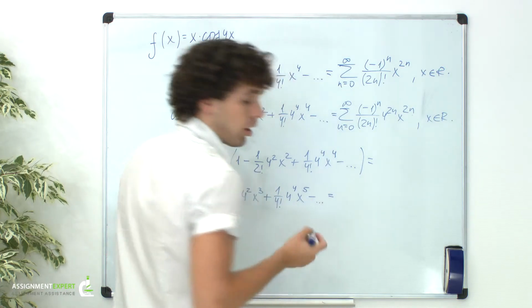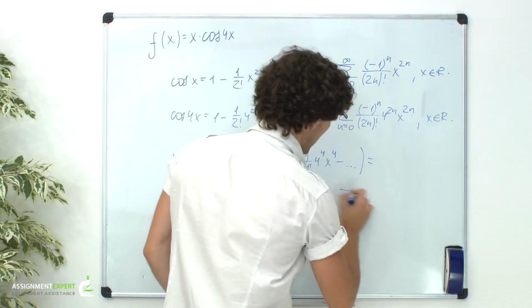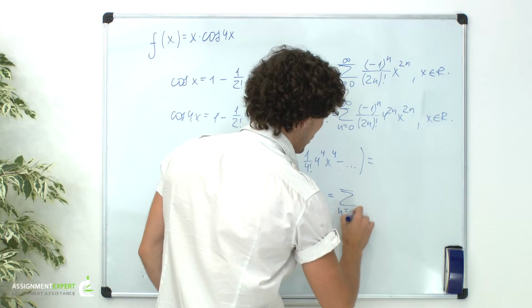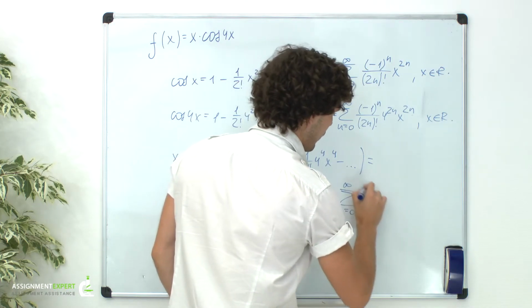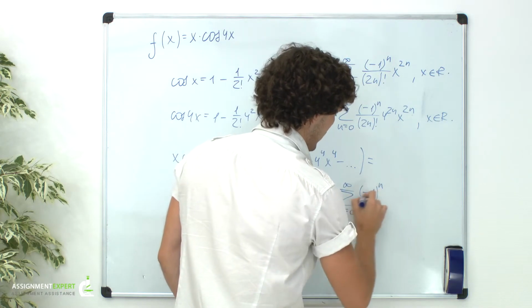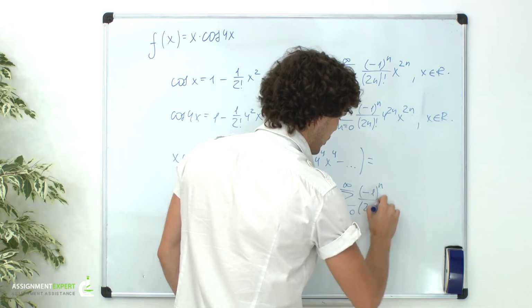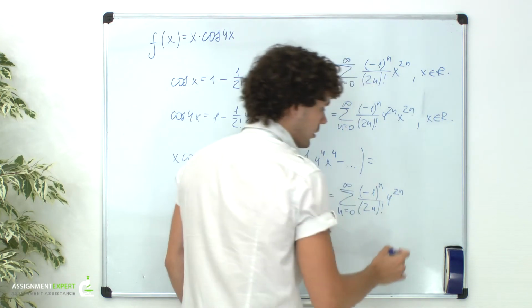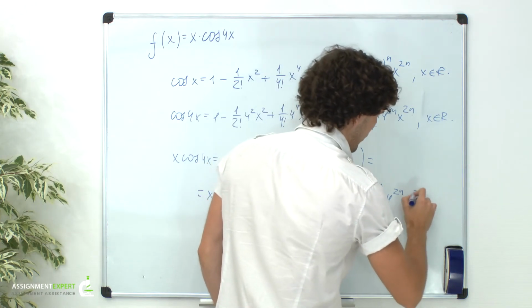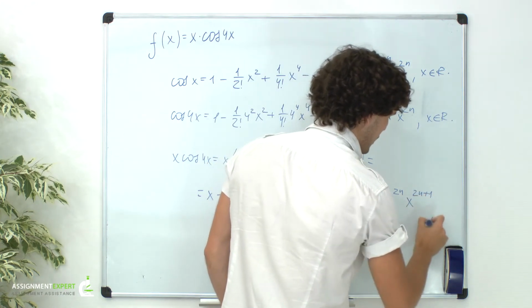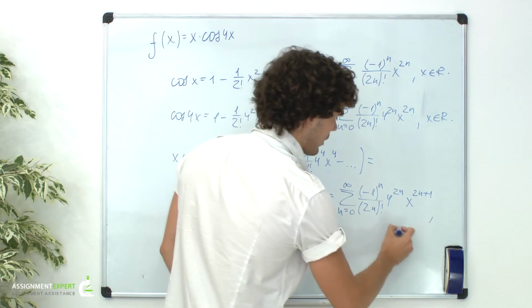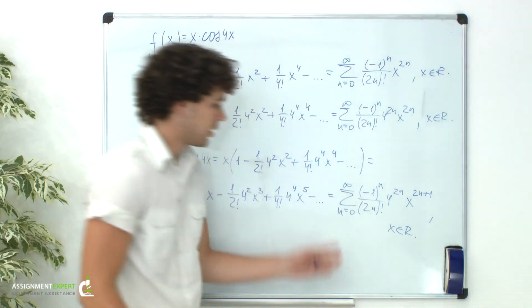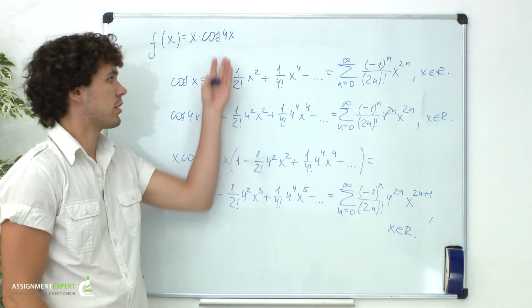and so on. Or in the compact sigma notation, it's a sum for n from 0 to infinity of negative 1 raised to the power of n over the factorial of 2n times 4 raised to the power of 2n times x raised to the power of 2n plus 1. Once again, this is for real x. So here's the Maclaurin expansion for the given function.